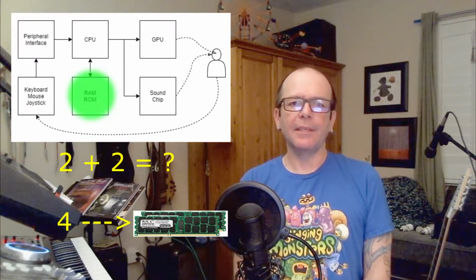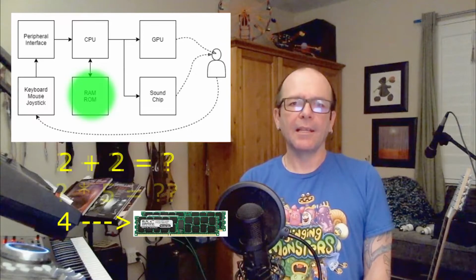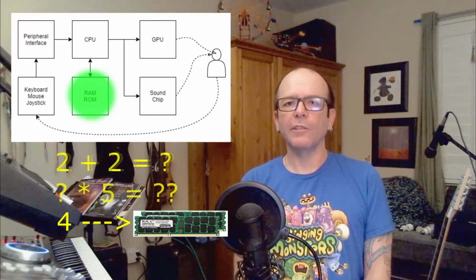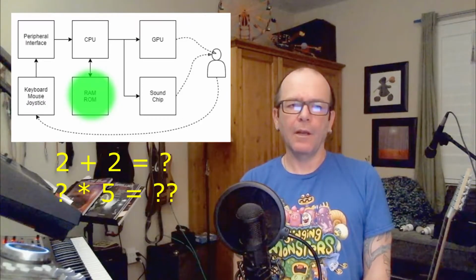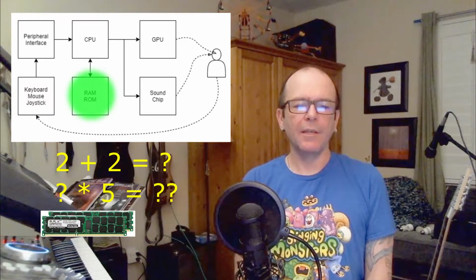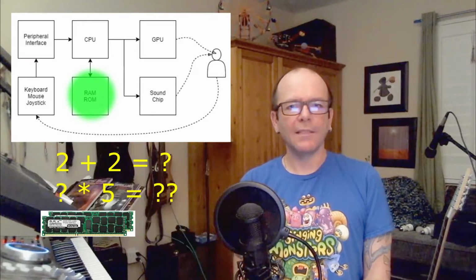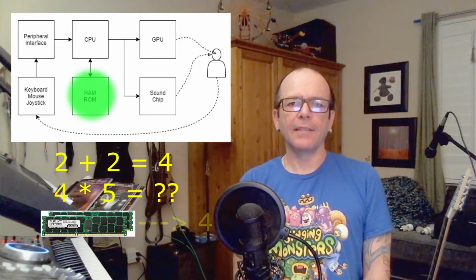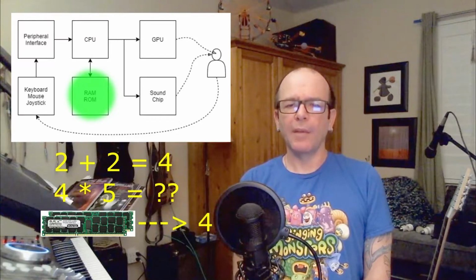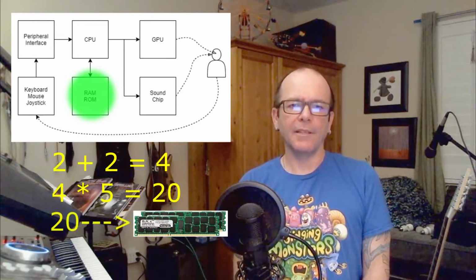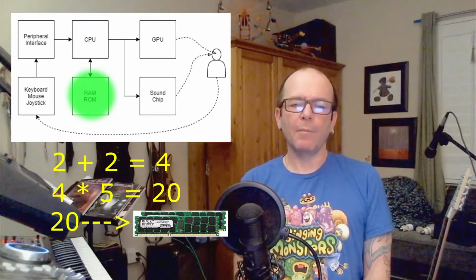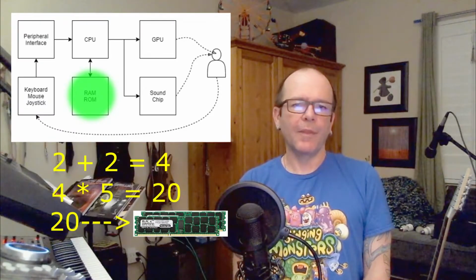If the central processing unit gets another command that says, okay, now multiply it by 5, the CPU could go back to that random access memory and look at what the last result was that it stored. It gets the number 4, multiplies it with the new input from the user, which would be the number 5, and then stores the result back into that random access memory, which would then be 20.